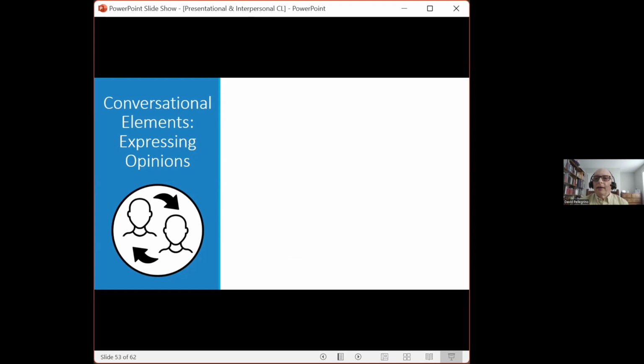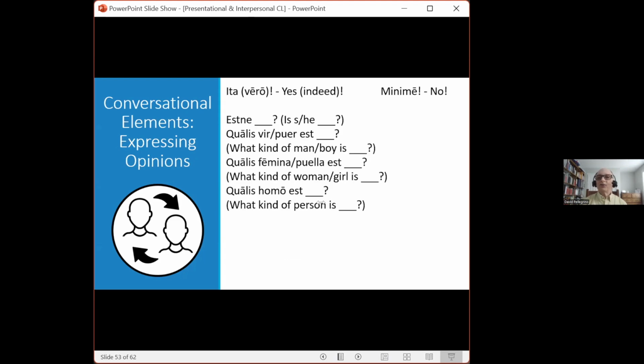Expressing opinions is another component of interpersonal speaking. Yes and no seems pretty simple, but that's one way to express opinions. The simplest question that you can ask is, is she? or is he? And then some other ones. What kind of man is he? What kind of boy is he? Woman, girl, person. You can use the word qualis or something equivalent in a different language to have students express their opinion about people that they see in their readings. Answers to those questions can just be he is or she is. Doesn't have to be anything complicated, or he is not or she is not.